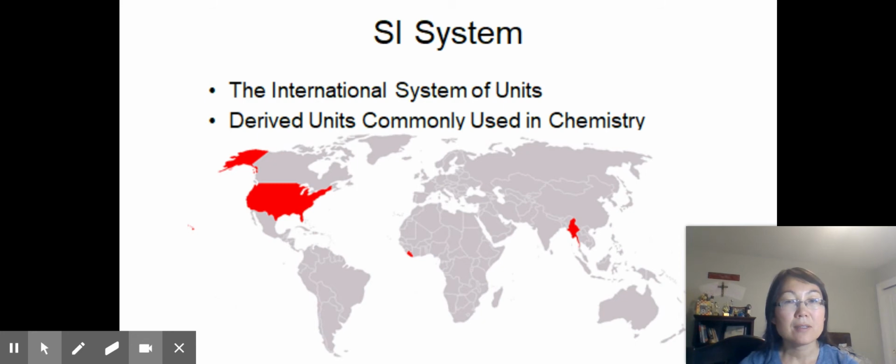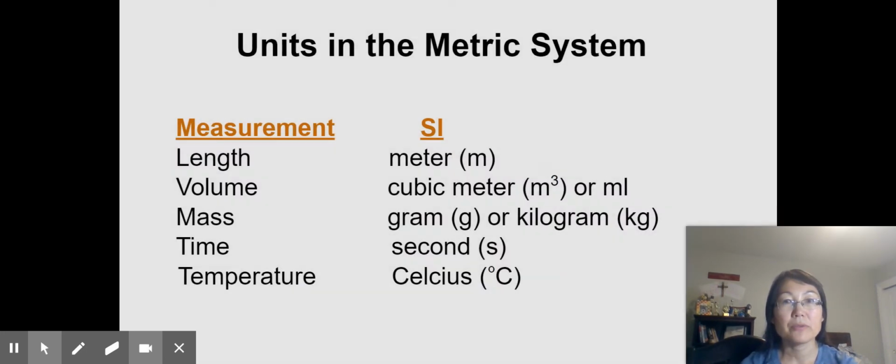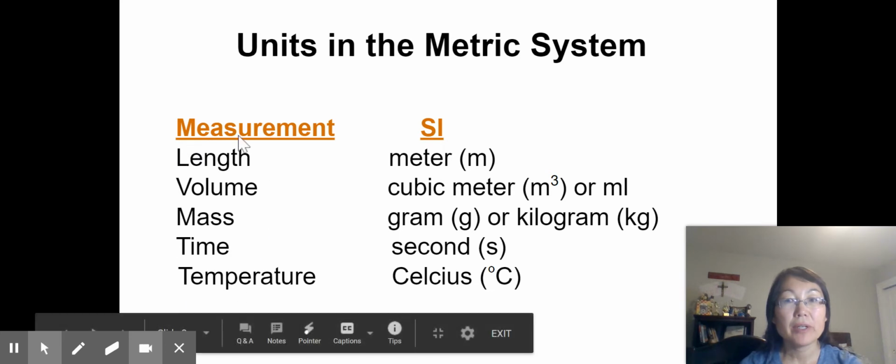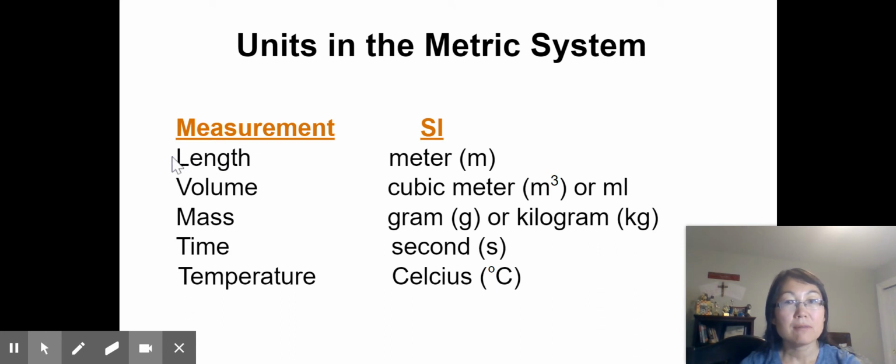As a scientist, you have to communicate with other people in the world. That's why we have to really learn about standard units. So we're going to go through the detail. Units in the metric system. There are five very common ones. Eventually, we are going to learn more. Right now you just need to know those five. Please write those down in your notebook, and I'm going to go through each one in detail.